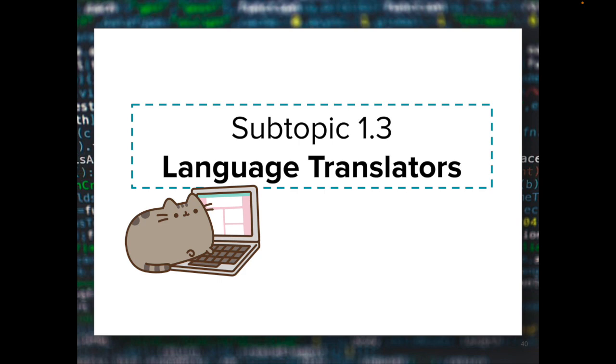Why we need to talk about translators? Kenapa? Translator ni seperti yang kita tahu, dia adalah untuk translate satu bahasa yang asing, bahasa yang kita tidak faham, kepada bahasa yang kita senang faham. So specifically, language translator ni dia akan translate bahasa asing bagi komputer ataupun mesin kepada bahasa yang dia faham, iaitu bahasa machine language.